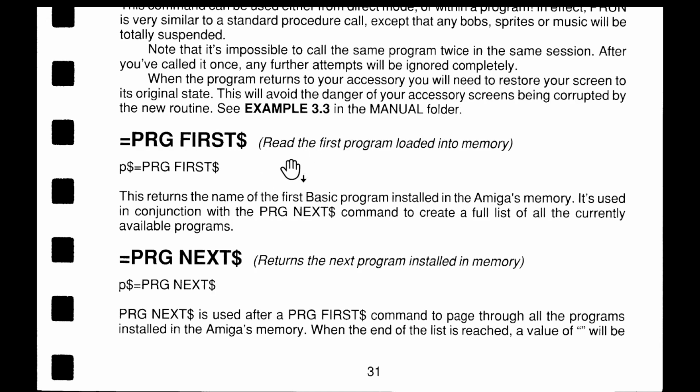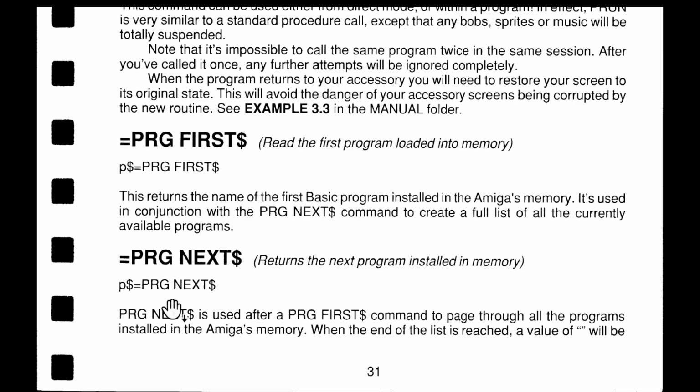Equals PRG first dollar, read the first program loaded into memory. P dollar equals PRG first dollar. This returns the name of the first basic program installed in the Amiga's memory. It's used in conjunction with the PRG next dollar command to create a full list of all the currently available programs. Equals PRG next dollar, returns the next program installed in memory.